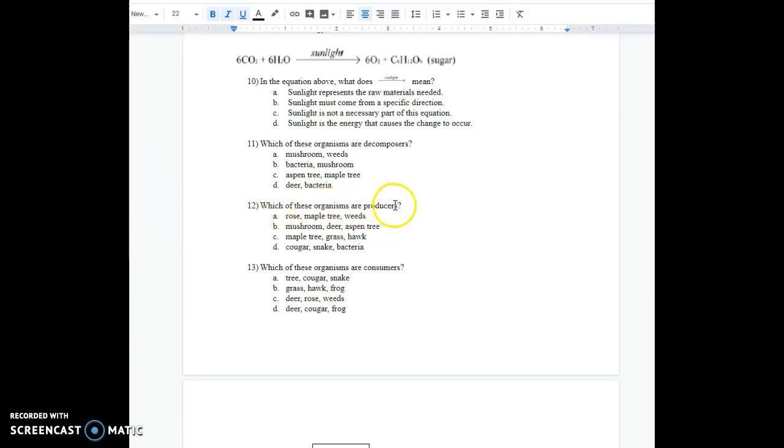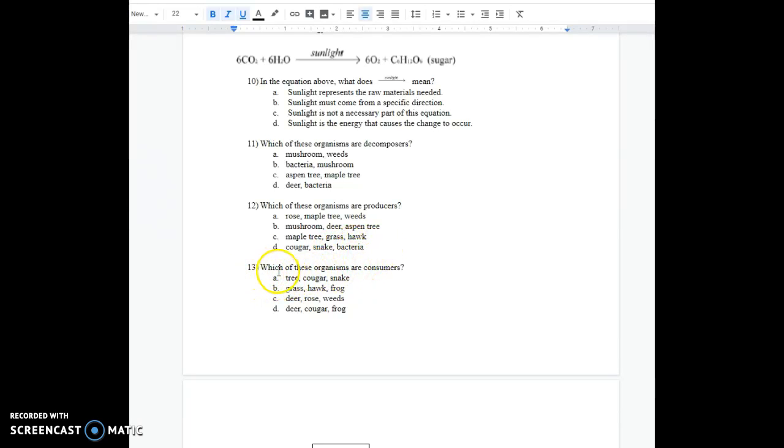Number 12. Which of these organisms are producers? A. Rose and maple tree and weeds. B. Mushroom and deer and aspen tree. C. Maple tree, grass, and hawk. D. Cougar, snake, and bacteria.